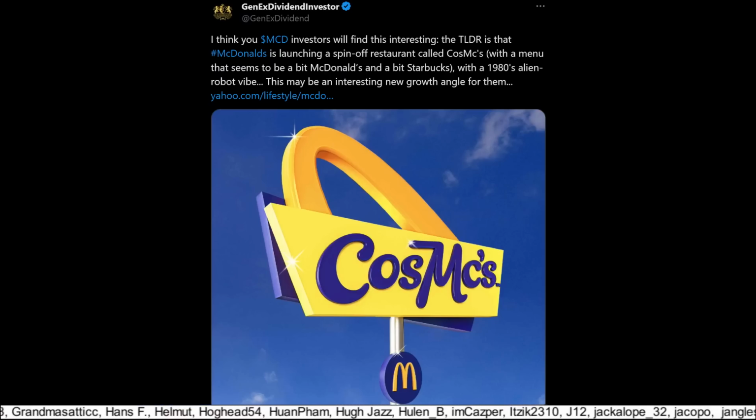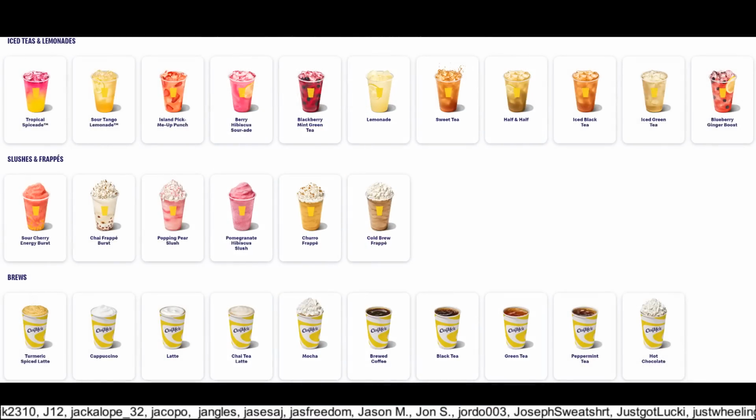I shared a link to an article that talks about how McDonald's launched a spin-off restaurant called CosMc's, which has a 1980s alien robot vibe to it based on some old McDonald's characters. The first CosMc's just opened in Bolingbrook, Illinois on Thursday, and it has some new menu items on it along with some old ones. Their drink menu kind of reminds me of a cross between Starbucks, Dutch Bros Coffee, and maybe a hint of Jamba Juice.